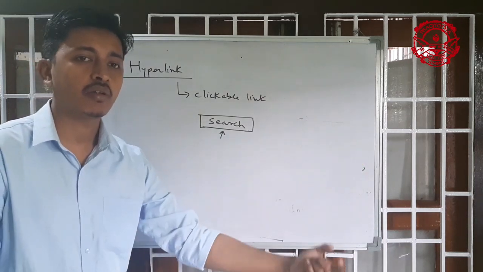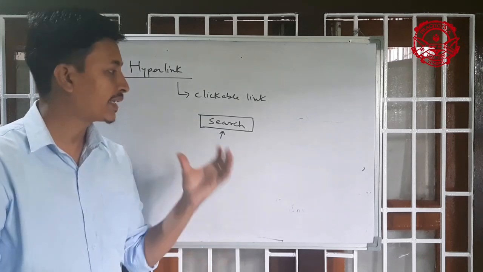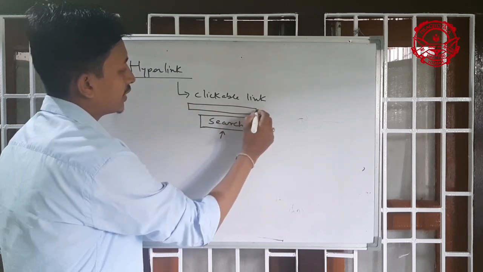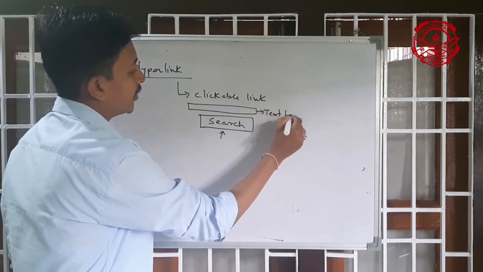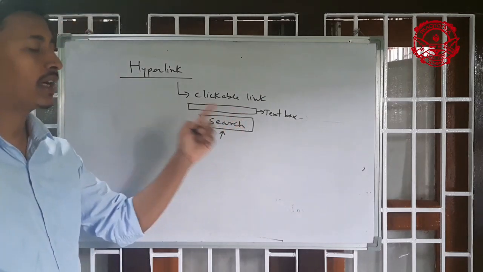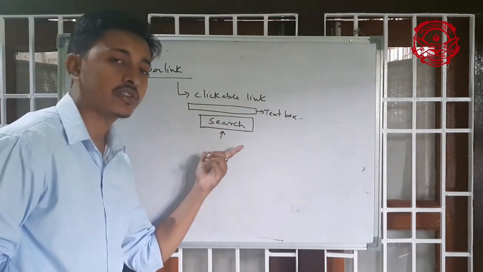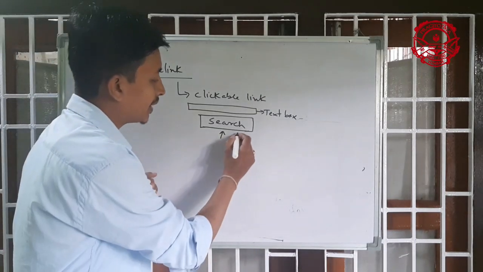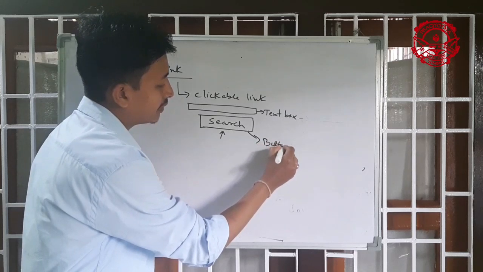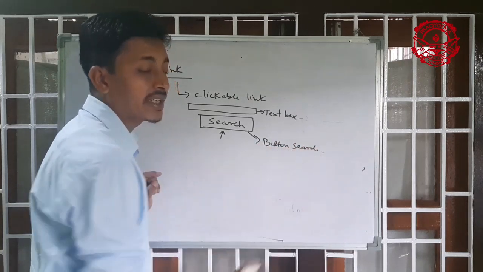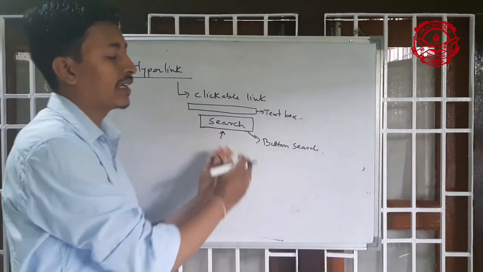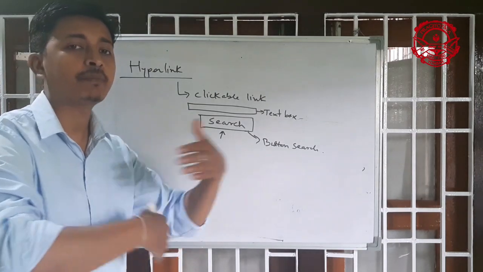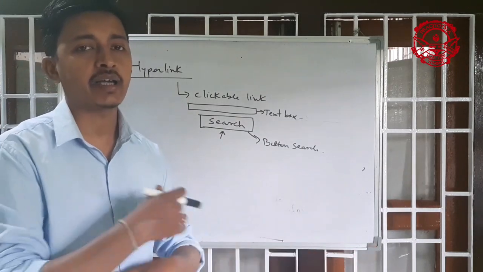When you go to the Google web page, there is a text box above. In the text box, you write something. After writing, when you click on the search button, it will search the database. So that is a clickable link. The search button is actually a hyperlink. So it will open another web page. It will give the link of another web page.